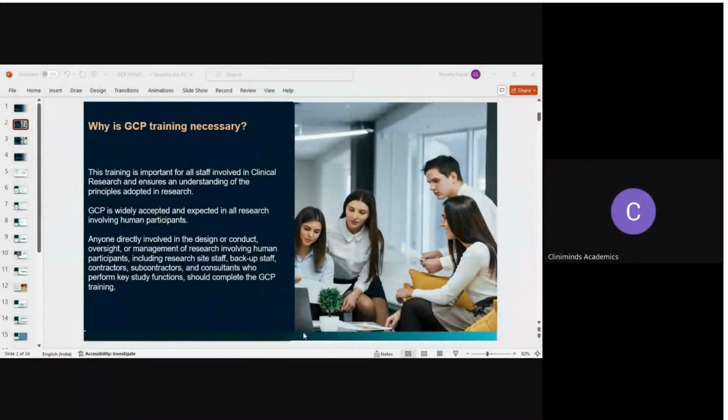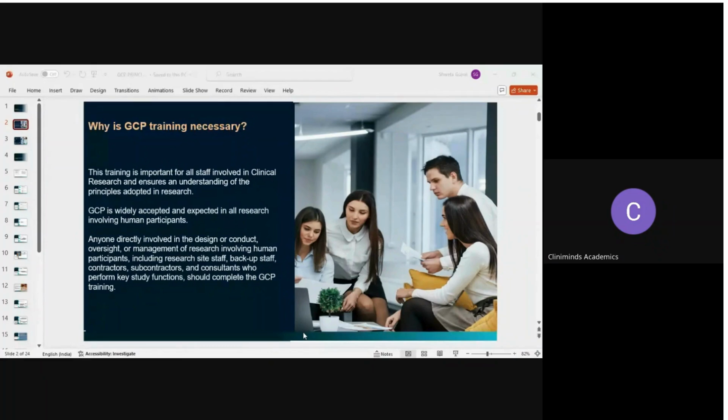So when we talk about GCP, every individual who is working in the clinical research domain, that person, that staff, needs to be trained on GCP. So understanding GCP is very important for conducting clinical research.